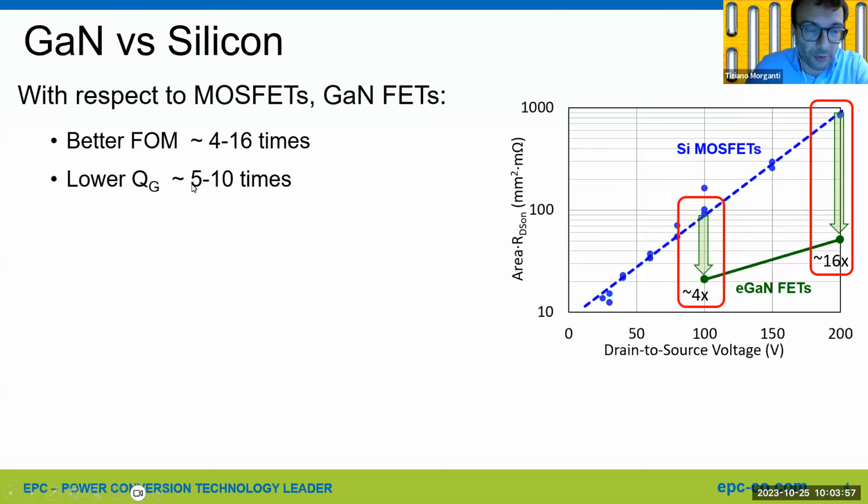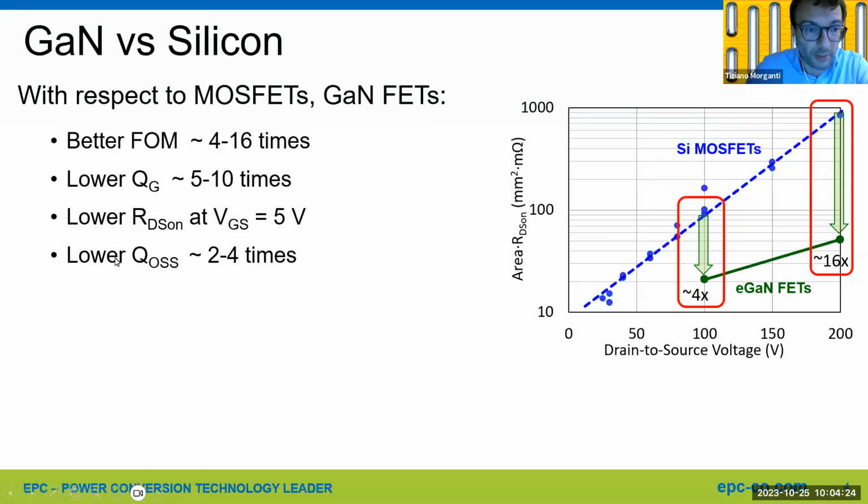Gate charge is much smaller, 5 to 10 times. We are fully turned on at VGS 5 volt and fully turned off at 0 volt. So we recommend 5 volt for turn on and 0 volt for turn off. And this means the gate power loss is reduced by a factor of at least 10 compared to silicon MOSFETs. We have much smaller QOSS, from 2 to 4 times, depending on the voltage ratings on the drain to source.